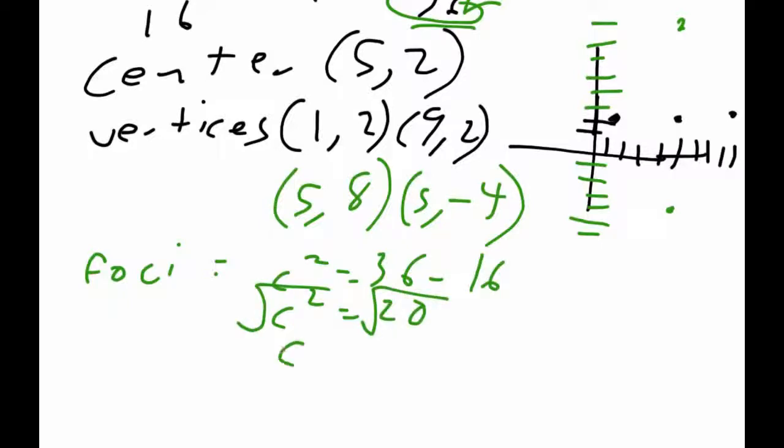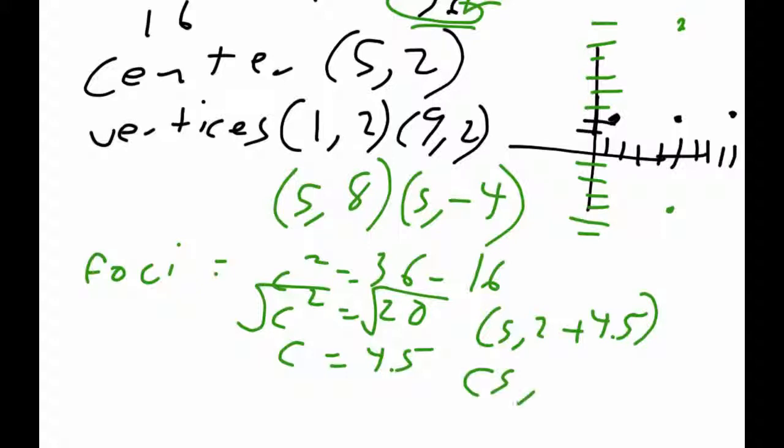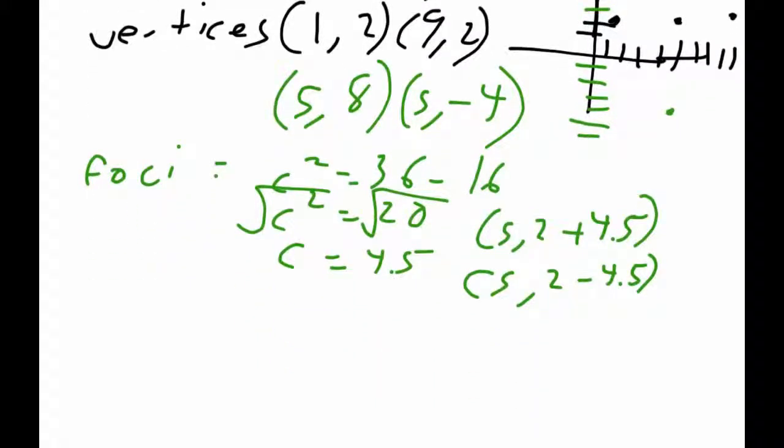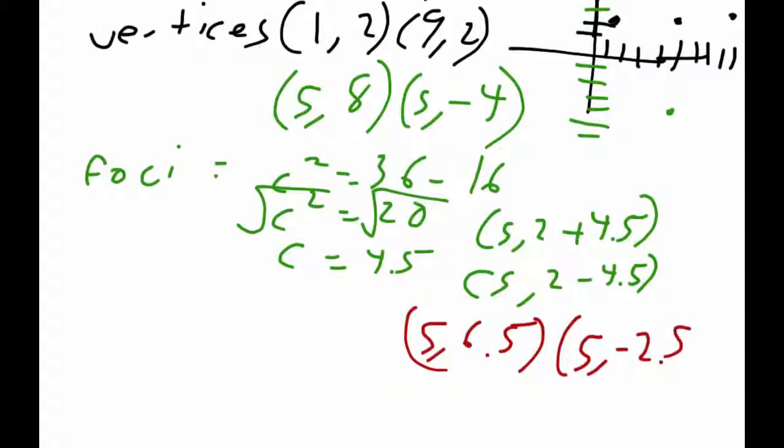Take the square root of 20, and c is going to be around 4.5. So my first point is going to be 5, 2 plus 4.5. And my next point is going to be 5, 2 minus 4.5. So the first point was 5, 6.5. And the second point was 5, -2.5. So there are the foci.